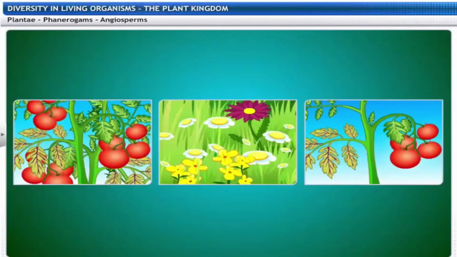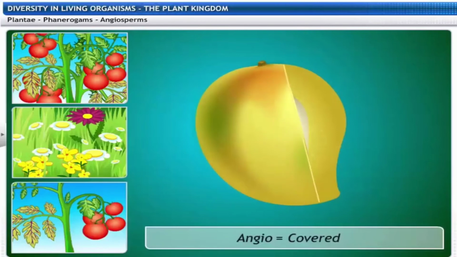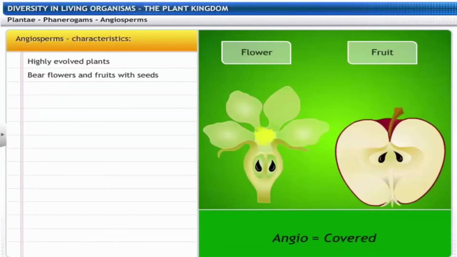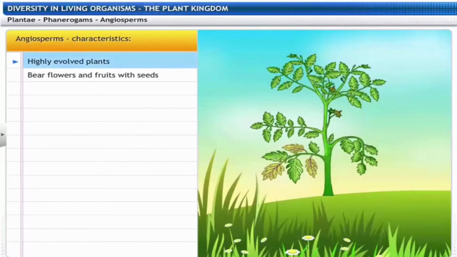The word angiosperm is made from two Greek words, angio, which means covered, and sperma, which means seed. The seeds develop inside an organ which is modified to become a fruit. Angiosperms are highly evolved plants which bear flowers and fruits with seeds. They are also called flowering plants.